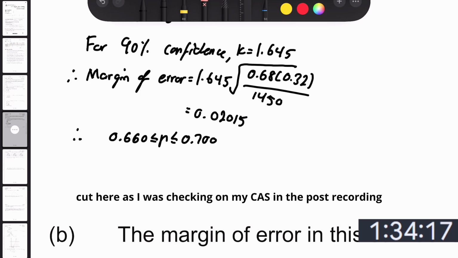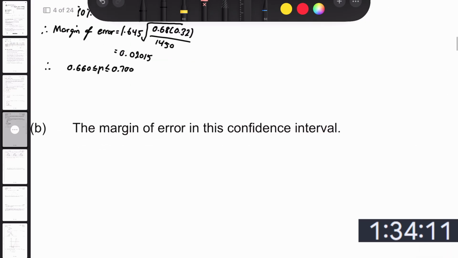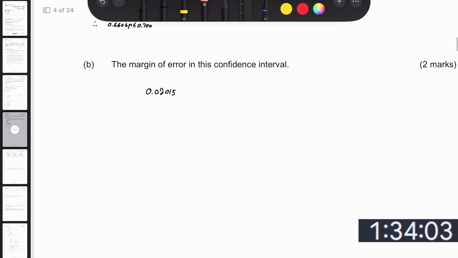The margin of error, oh, they probably wanted me to just do that on the calculator. Yeah, it was only 3 marks, right enough. Okay, how many marks is this? 2 marks. 2 marks. I can just write the answer and get full marks. So there you go. Just already found that.